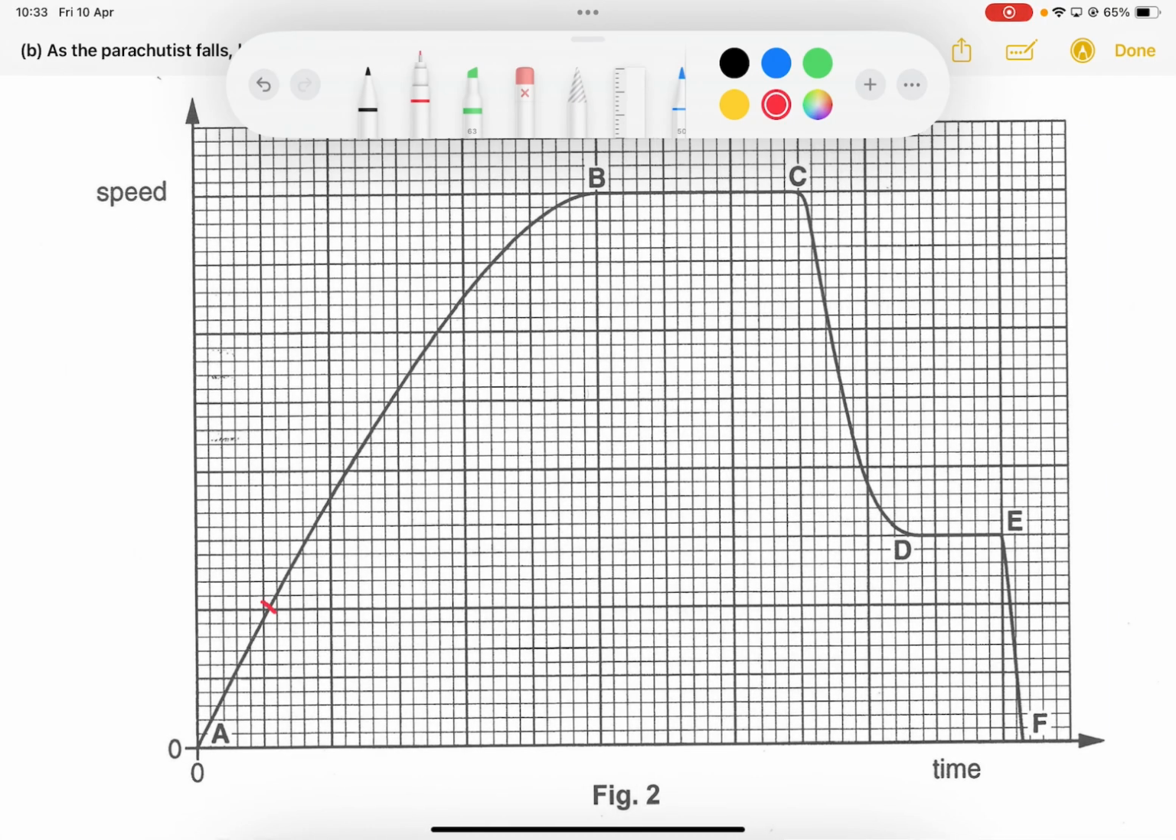I'm going to add one more section here. I'll call it A prime. So you have A to A prime, and then A prime to B, then B to C, then C to D, D to E, and E to F. I'm going to explain each part one at a time.